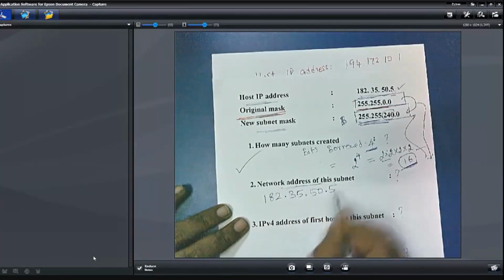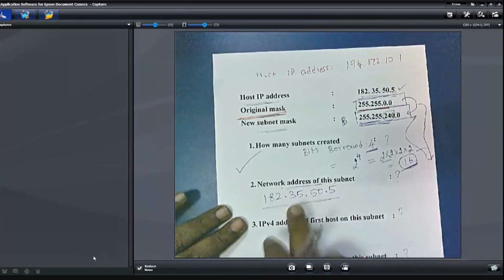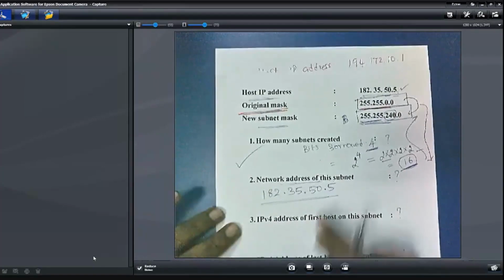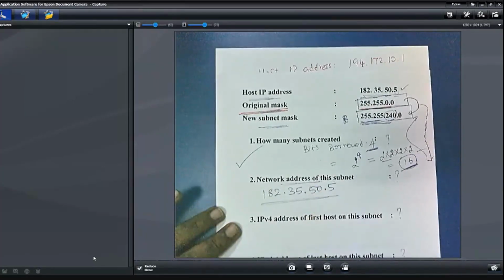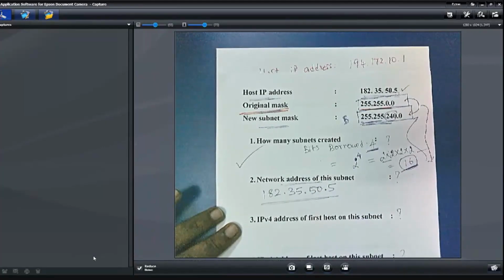182.35.50.5. This is not a network address, this is an IP address. For this, what is the network address? We have to find it. I will give the formula. The formula says you have to make all the host part 0. Make the host part 0. You make the host part 0 and give me the answer for this.